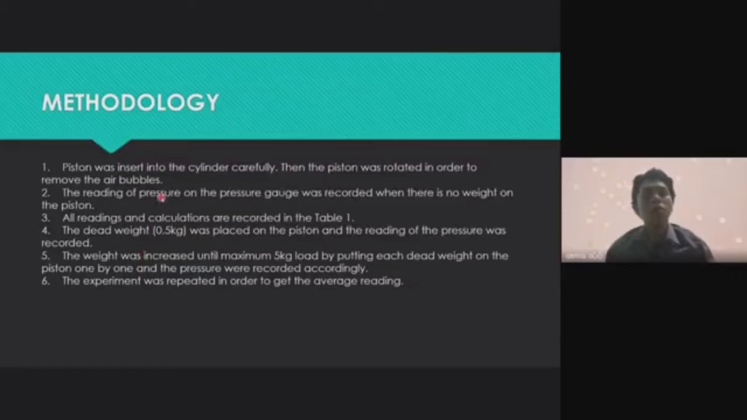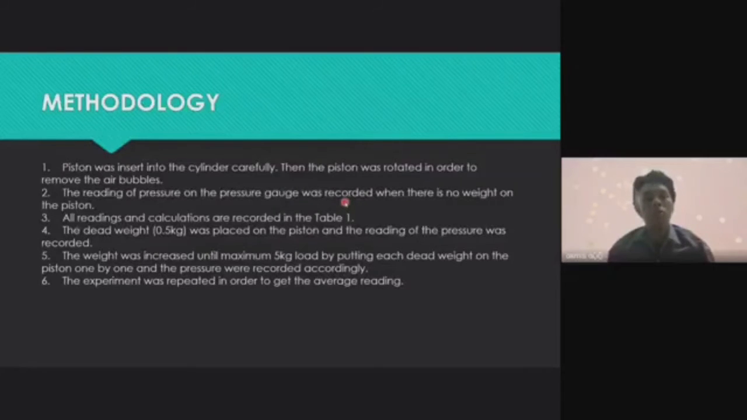The piston was inserted into the cylinder carefully. Then the piston was rotated in order to remove the air bubble. The reading of pressure on the pressure gauge was recorded when there was no weight on the piston. All readings and calculations are recorded in Table 1.